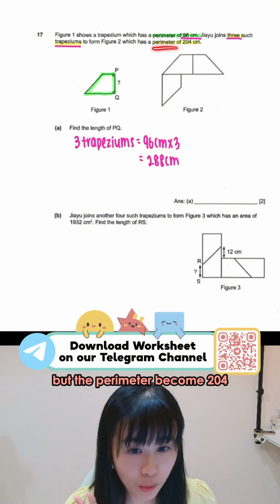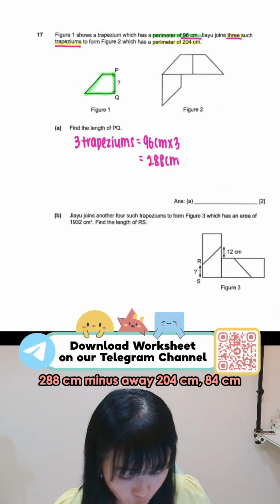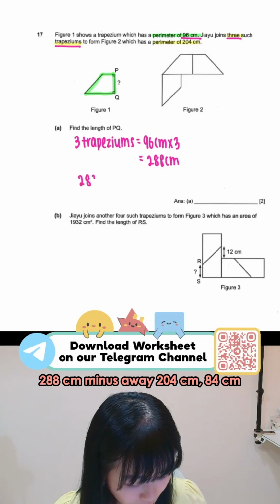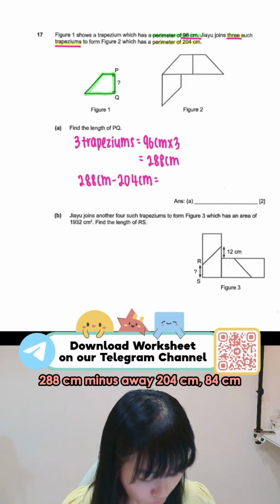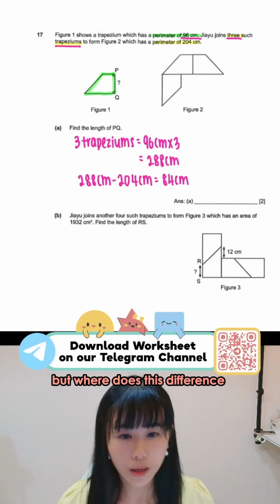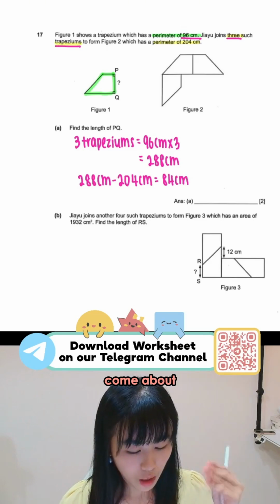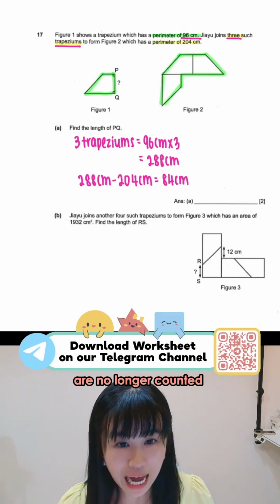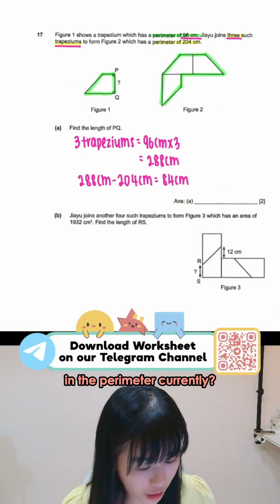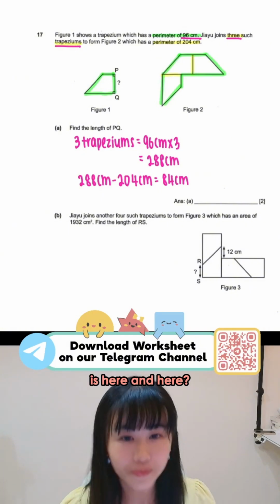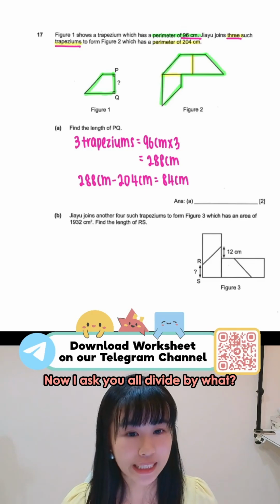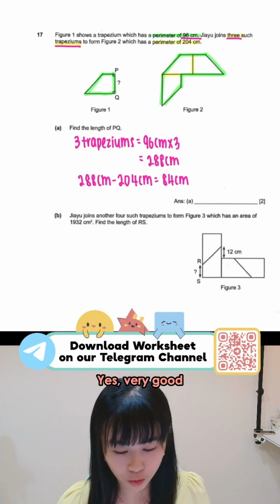But the perimeter becomes 204. So how much less? 288 cm minus away 204 cm, 84. But where does this difference come about? Where are the parts that are no longer counted in the perimeter currently? Do you agree with me? It is here and here. Now I ask you, divide by what? Yes, very good. It's 4.